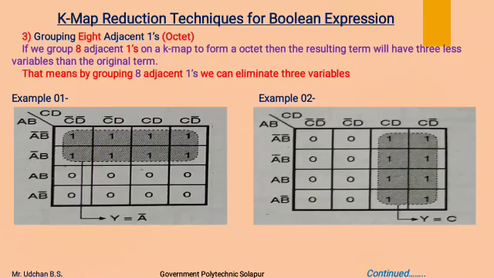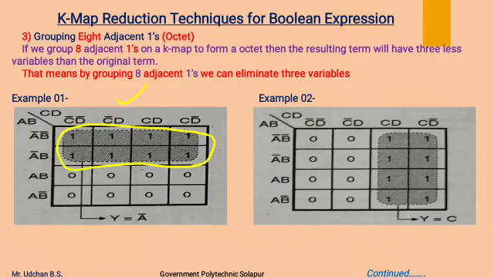Now next we will see the third technique, that is grouping of 8 adjacent ones, the octet method. By grouping 8 adjacent ones with each other, we can eliminate 3 fewer variables than the original term. So by grouping 8 adjacent ones, 3 variables get eliminated, so that we can get a more reduced equation. Now in the octet method, this is the first example in which there are 8 ones. We can group these 8 ones to form an octet.